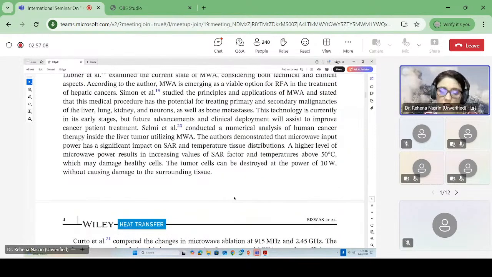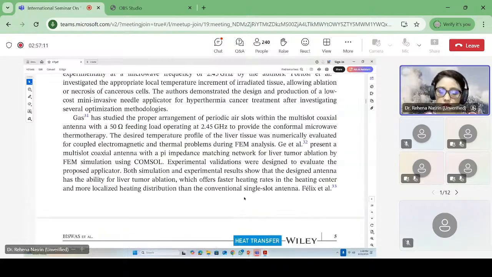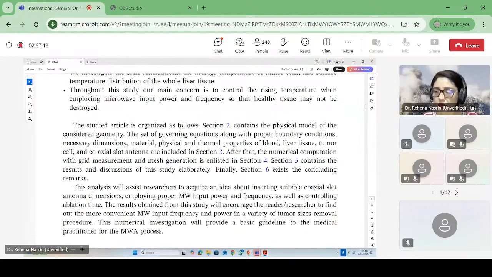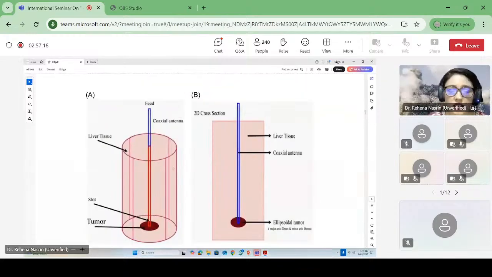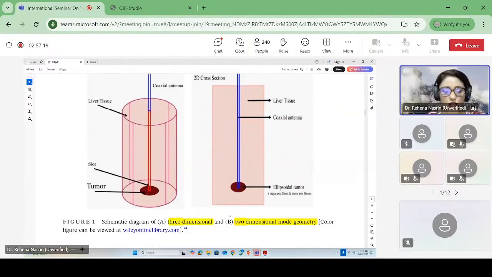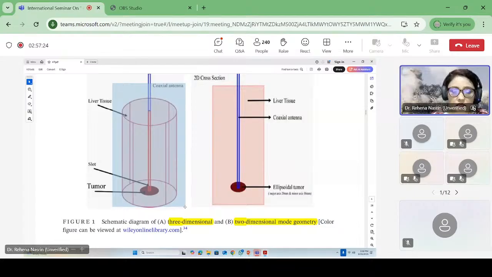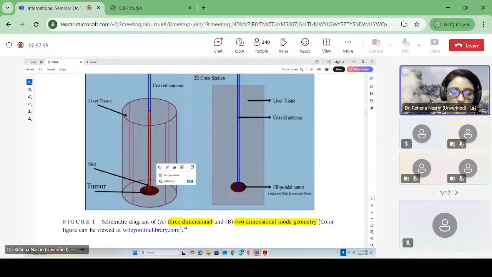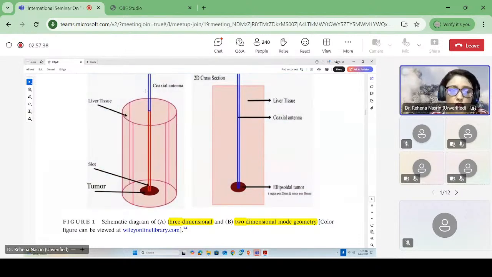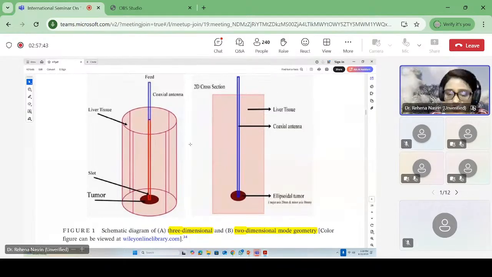I am showing you the geometry. This is the three-dimensional part. This is a circular domain. We consider a circular domain here, our liver tissue, and there is a tumor here, and we put a coaxial antenna for the ablation process. And this is the liver tissue.